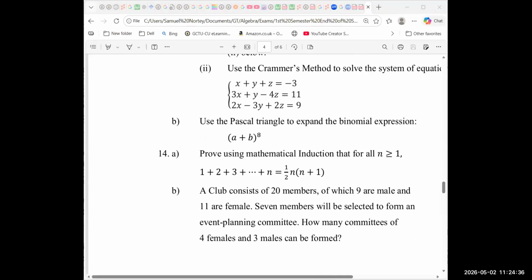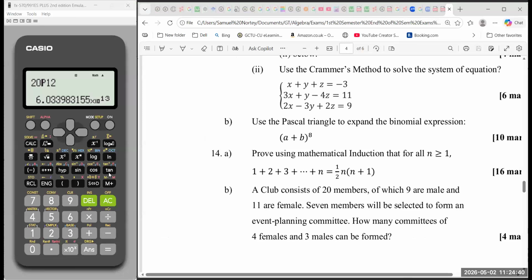Okay, so I hope you see the calculator on the screen. Please, do you see the calculator? Yes, sir.